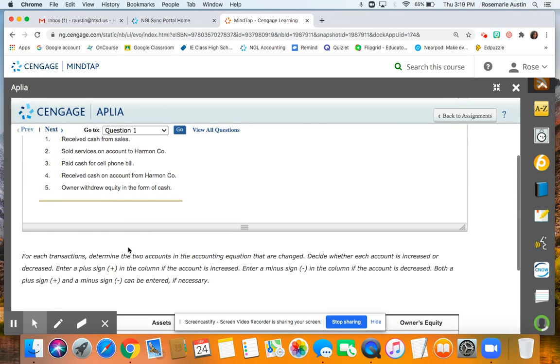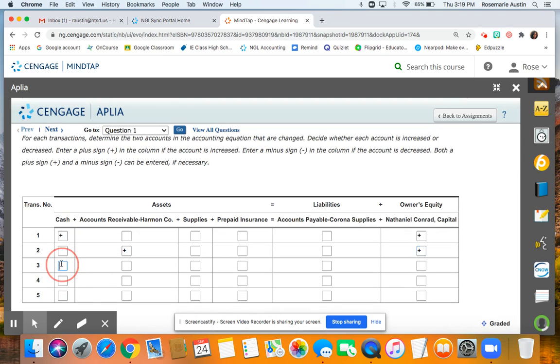Number 3, paid cash for the cell phone bill. Cell phone bill is an expense. So cash is going to go down if you're paying cash, and expenses temporarily decrease the owner's equity, the net worth in the business. Because your cash is going down, your net worth is going down.